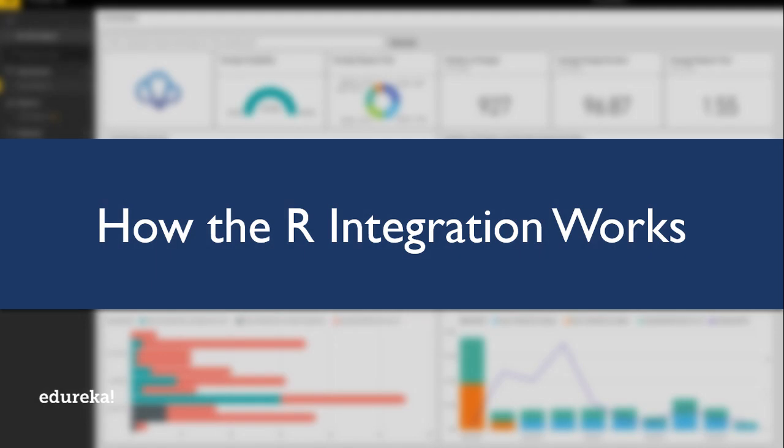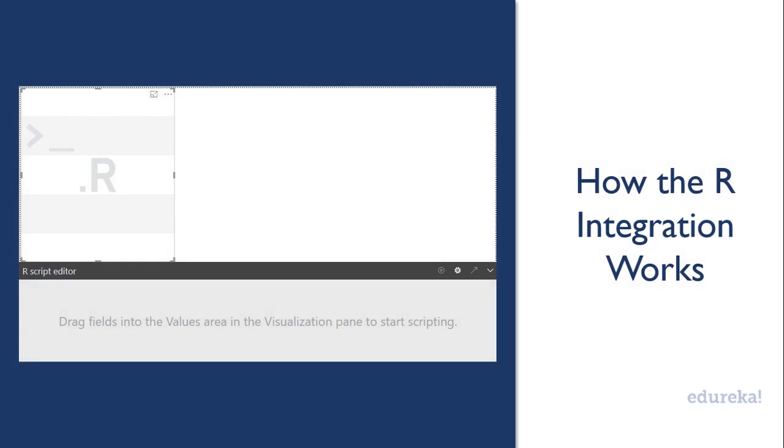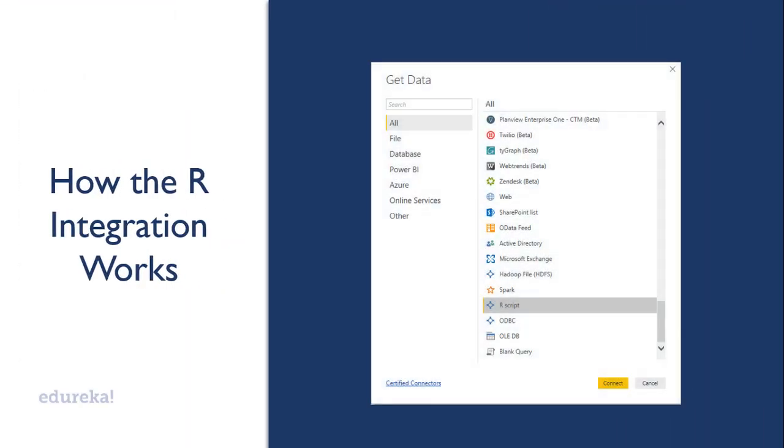All right, now let's discuss how the R integration works. The R integration works in two ways. First up, what you see here is the R script. This is how you use visualizations in R in Power BI. And the other is using an R script as a data source. This is where you take code from whatever R Studio, any IDE, or your regular R that you're using, and then you use it as a data source in Power BI.